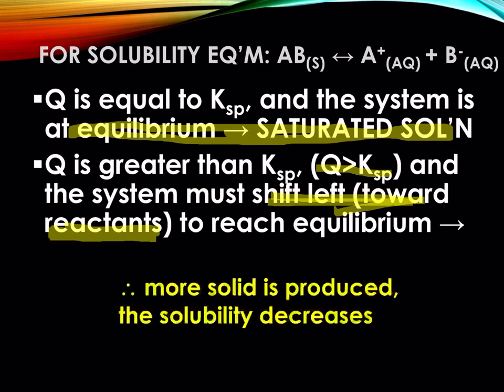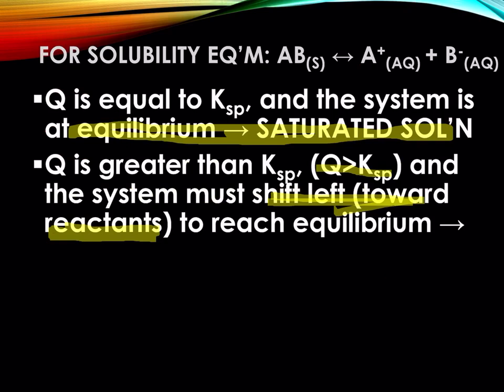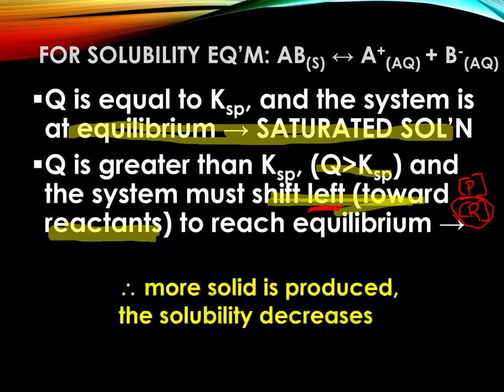And then if Q is greater than Ksp, then that means that the number is too big. So again, when you have a K and a Q, they're calculated the same way. It's products over reactants. So if the number is too big, then the bottom of the fraction needs to get bigger. Where are the reactants? They are on the left, okay? So that's what we would have done in the last section. Now we're going to add one more thing to it.